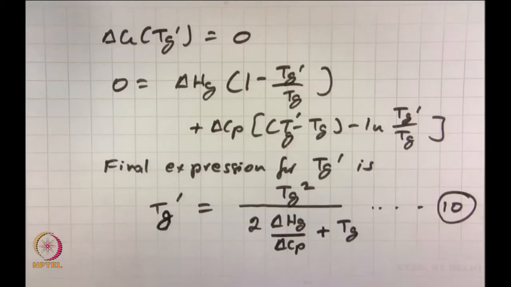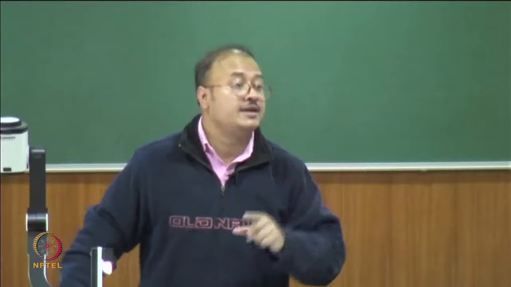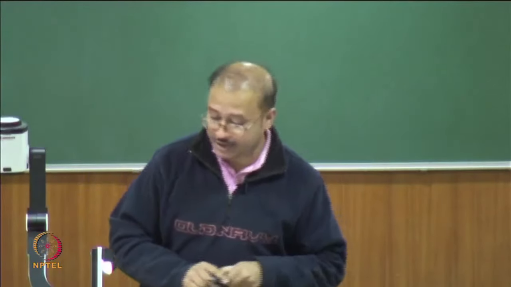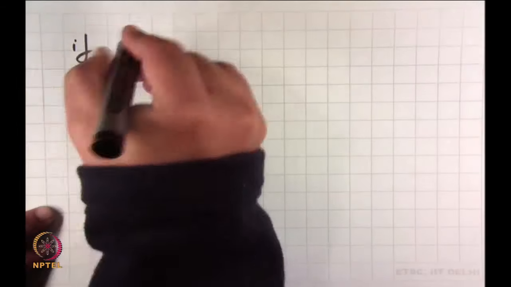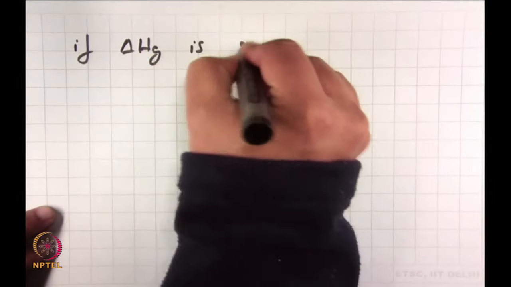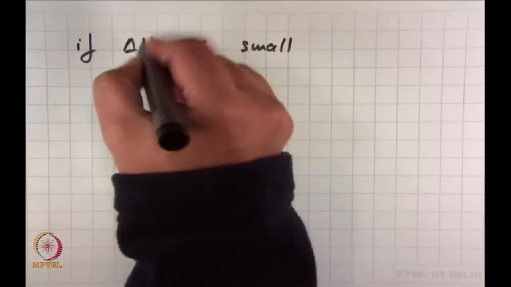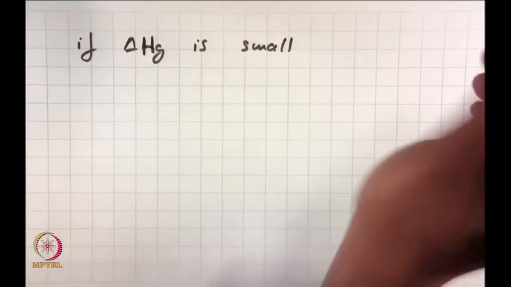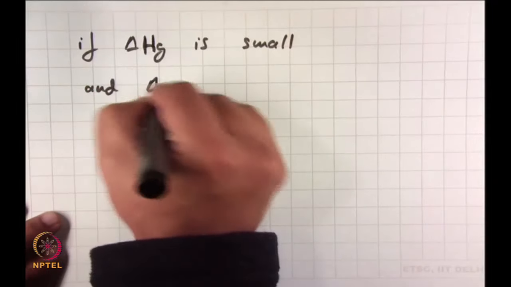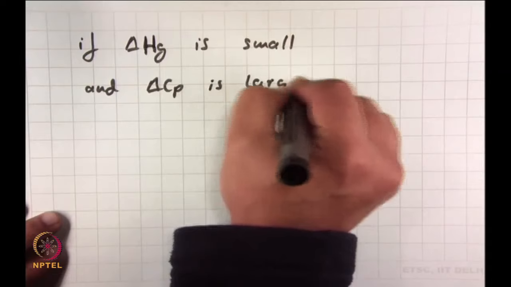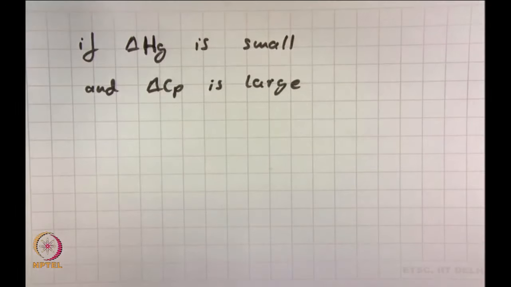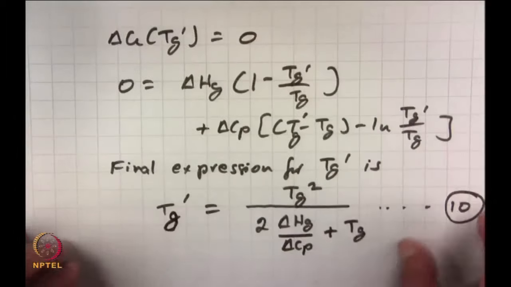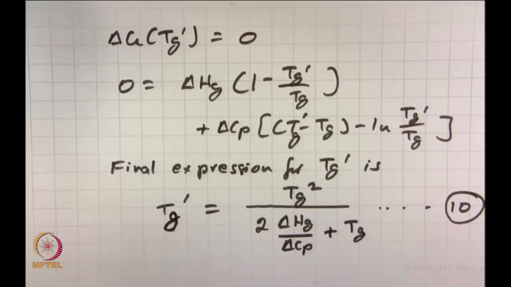You look at the numerator. What does the numerator have? The numerator has this delta H_g over delta C_p. What happens if delta H_g is small and delta C_p is big? So, the question is, based on equation 10, if delta H_g is small and delta C_p is large. We are not saying it is very small, but I am saying that the ratio is small.